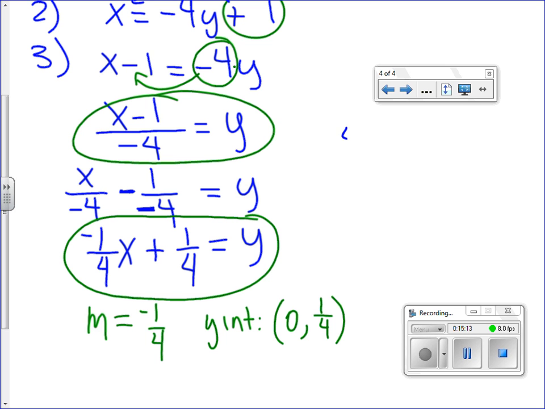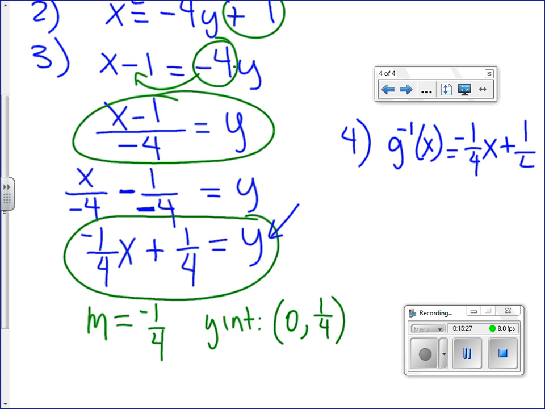To finish the problem, step number 4, we replace this y with the function notation, and so that will be g inverse of x is equal to negative 1/4 of x plus 1/4, and that is the final answer.